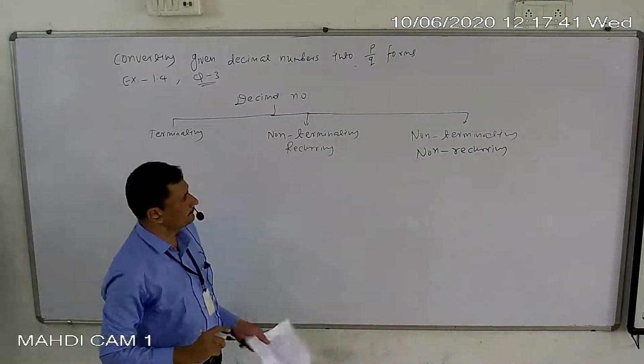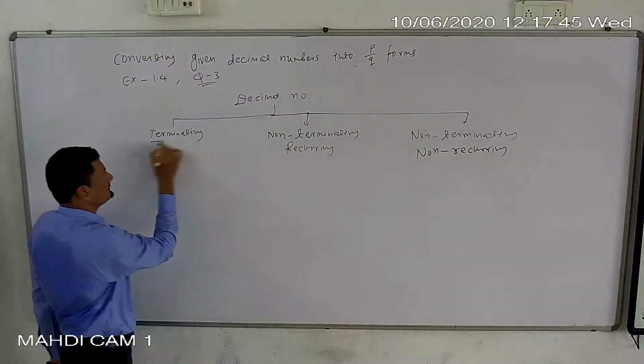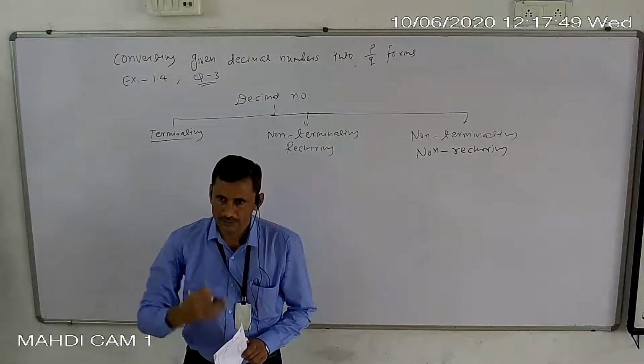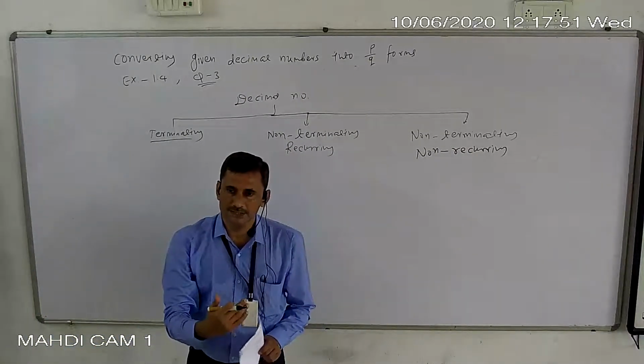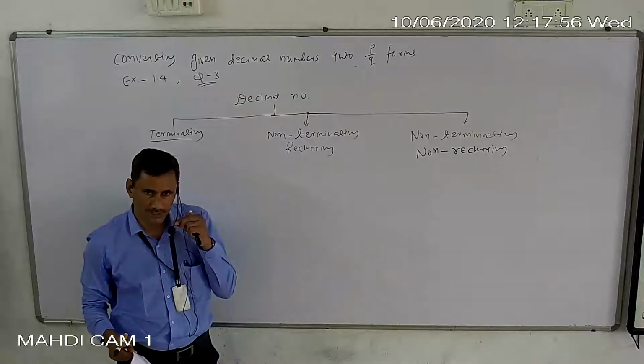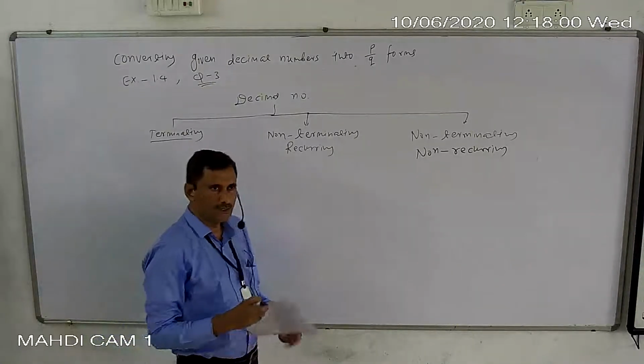Now, what is the meaning of this one? First of all, terminating means it terminates. To terminate means to stop, to stop after particular digits after a point. So that is called terminating. All integer numbers are terminating. Some decimal forms are in terminating form.